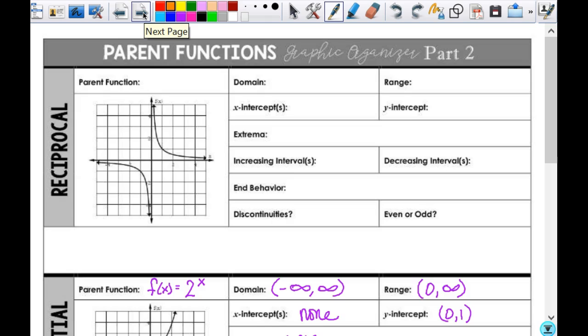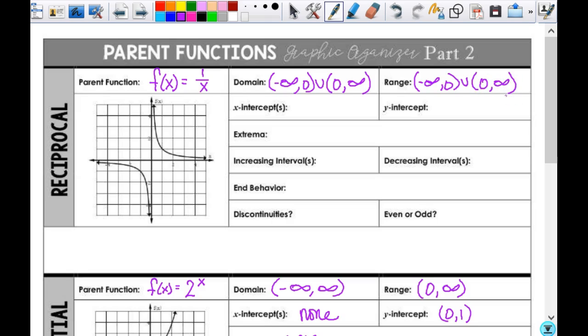All right, so the next one would be the reciprocal. So find that. It's on the top of part 2. So my reciprocal function, f of x, is equal to what? 1 over x. Right. So the domain goes from negative infinity to what? 0. And then union of 0 to infinity. The range is the same, negative infinity to 0, and then 0 to infinity.